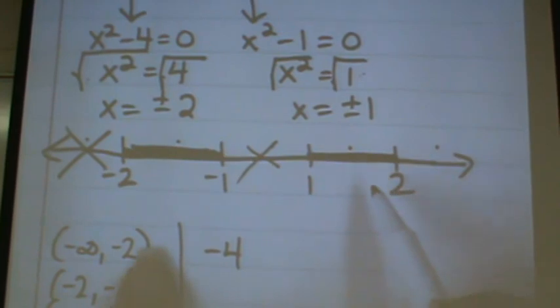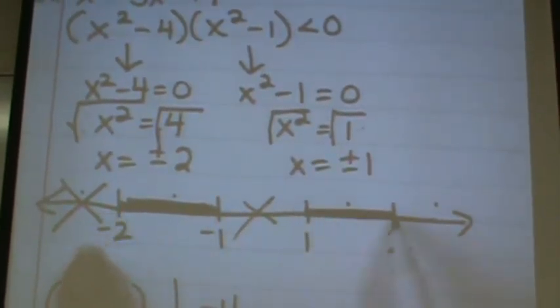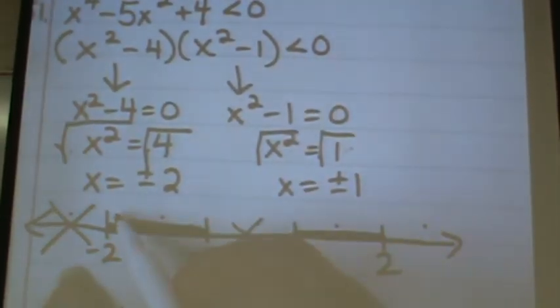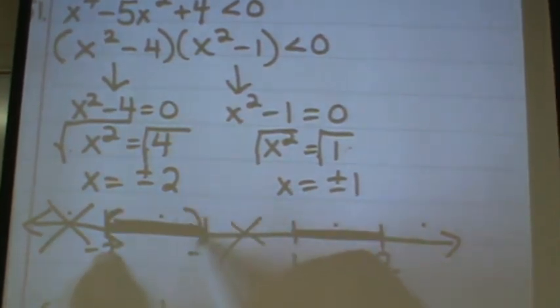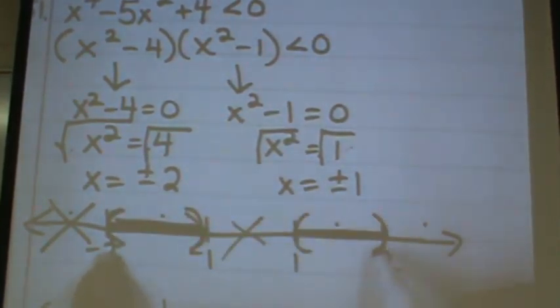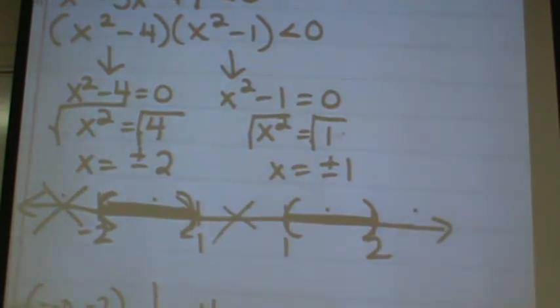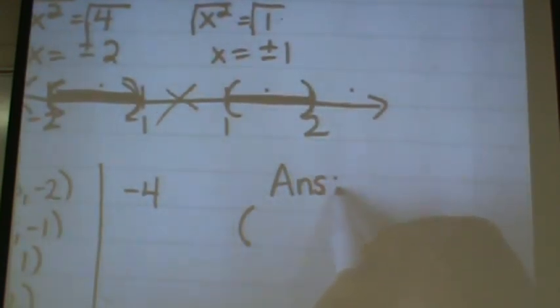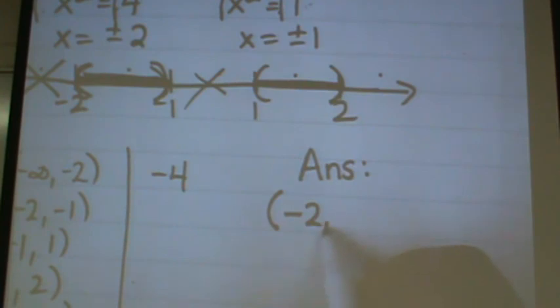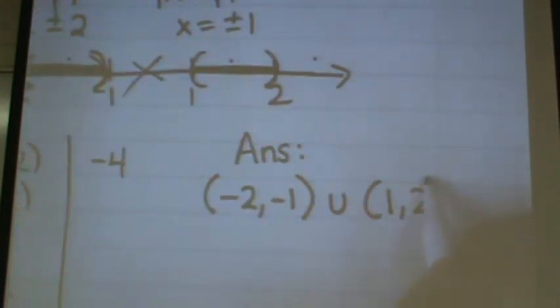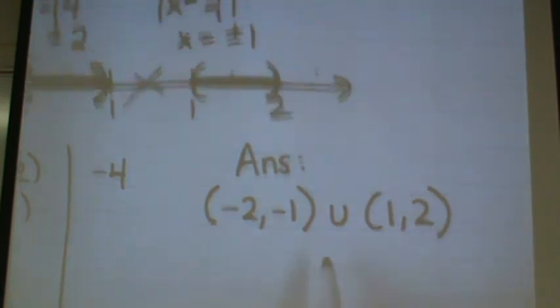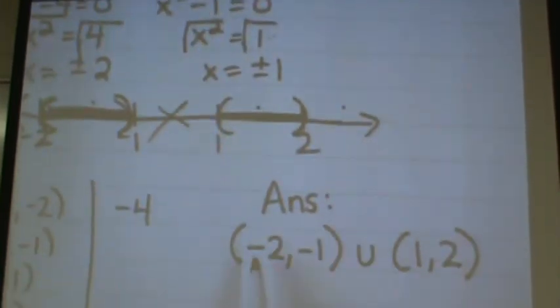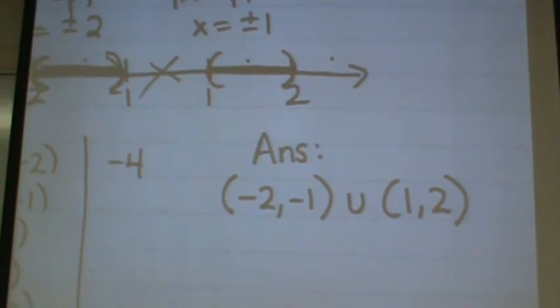So what is the answer? Should we include these critical numbers? No, because there's no bar here. So we're going to put parentheses on all these critical numbers. So let's clean up our answer. The answer for this one would be parenthesis -2, -1, union 1, comma 2, with no brackets because there is no equality at these critical numbers. And we are done.